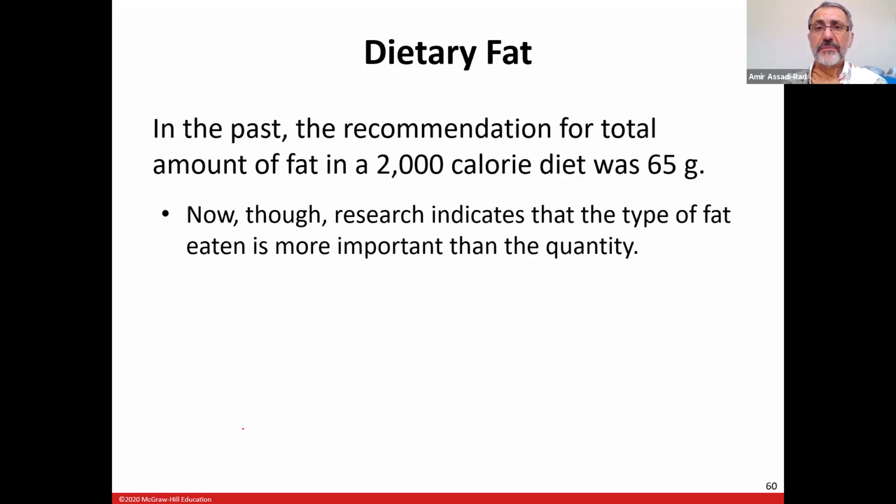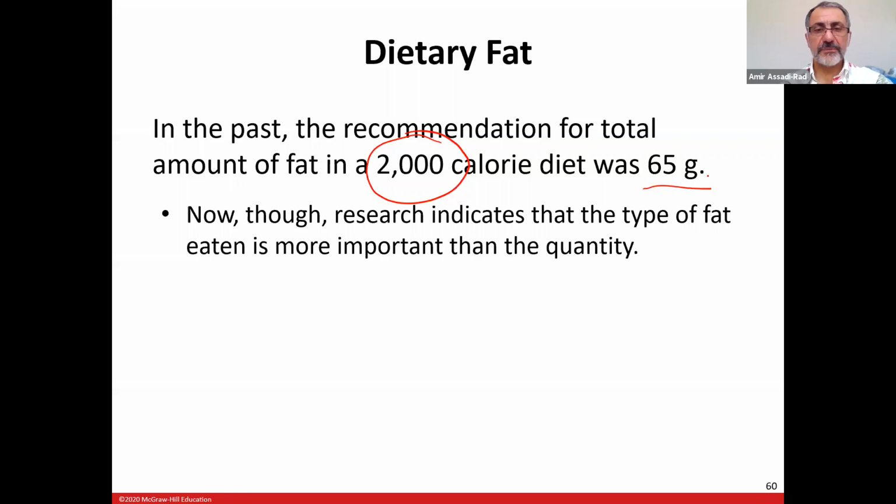In the past, the recommendation for total amount of fat in a 2,000 calorie a day diet was 65 grams. And now the research indicates that the type of fat eaten is more important than the quantity.